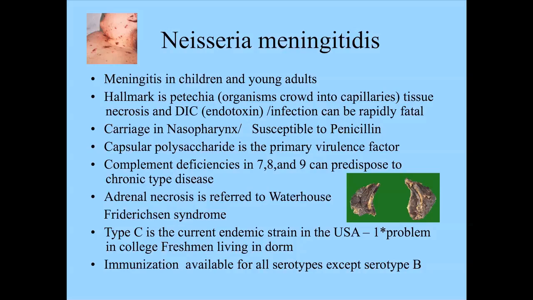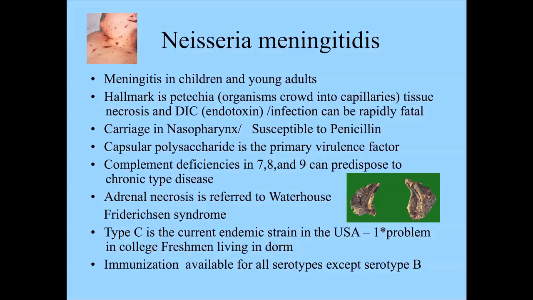When you look at the anatomic pathology findings of adrenal glands, you can see adrenal necrosis, and this is referred to as the Waterhouse-Friderichsen syndrome. The current epidemic strain in the United States is type C Neisseria meningitidis, and it is the primary problem that has been reported in dorm rooms in college freshmen and moving around the young adult population.